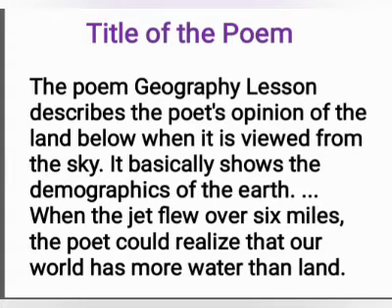Now let's discuss the title of the poem. The poem Geography Lesson describes a poet's opinion, his viewpoint of the land below when it is viewed from the sky. It basically shows the demographics of the earth, the different locations. When the jet flew over 6 miles, the poet could realize that our world has more water than land. So this is one of the significant titles that could be given to this poem.